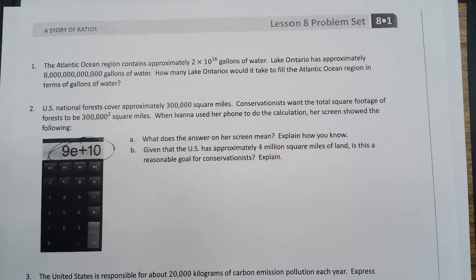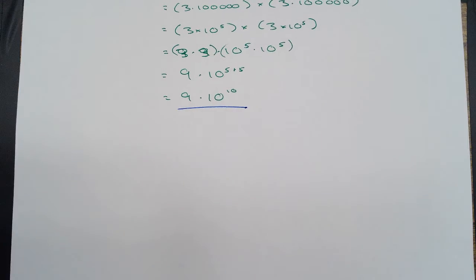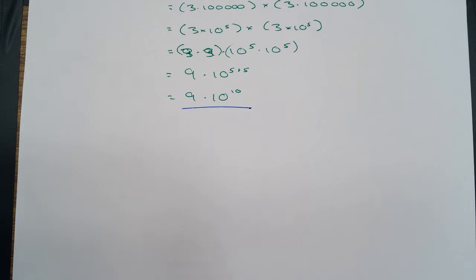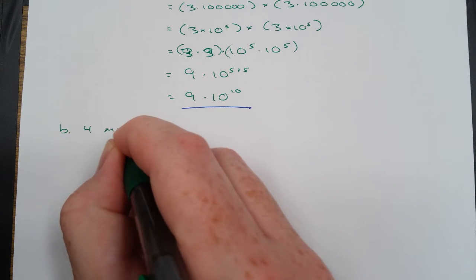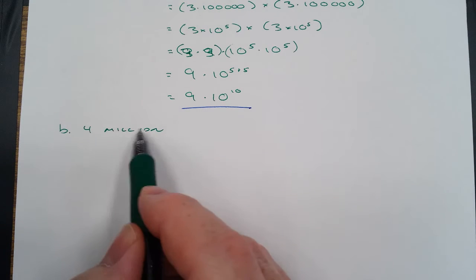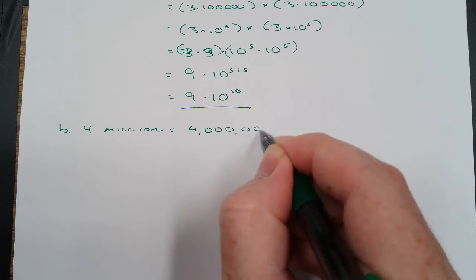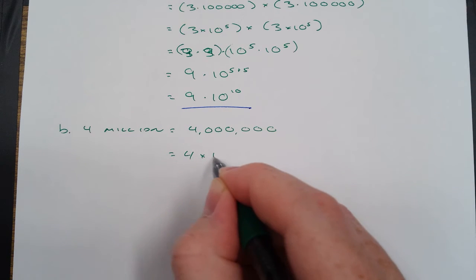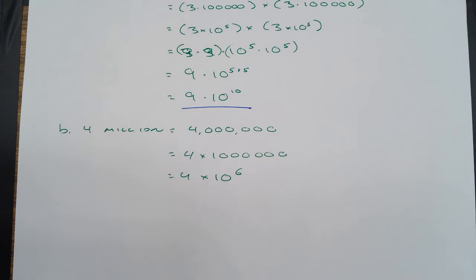Part B of number 2, given that the U.S. has approximately 4 million square miles of land, is that a reasonable goal? So, conservationists want this much land saved in the United States. But the United States has 4 million square miles of land. So does this number fit inside 4 million? Well, 4 million looks like this, which is 4 times 1 million, which is 4 times 10 to the 6th.